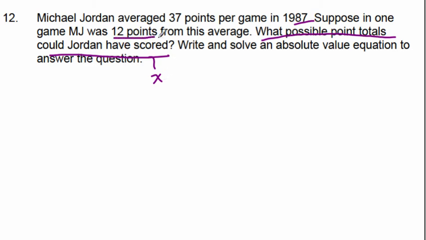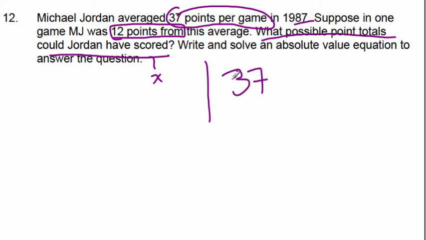Okay, and he was 12 points from the average, and he averaged 37 points per game. So in absolute value equations, remember that the absolute value measures the distance a number is from 0. All right, so this is the same idea. We're going to take Jordan's score, which is 37, and the difference between that and whatever he scored, that difference is going to equal 12. The plus or minus goes right here at the end of the equation, and that's true for every absolute value equation.